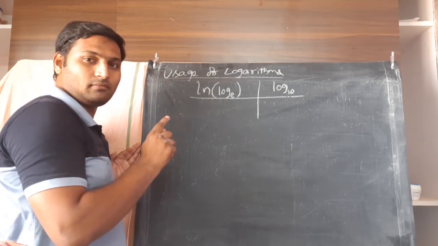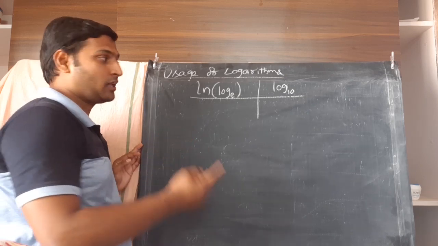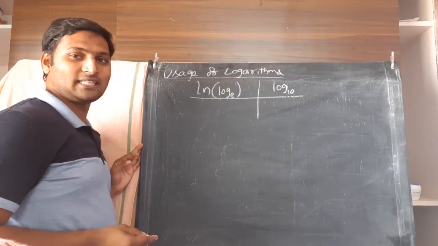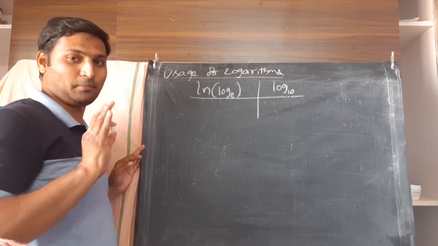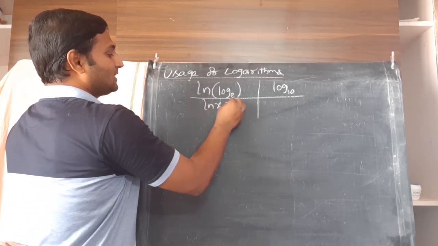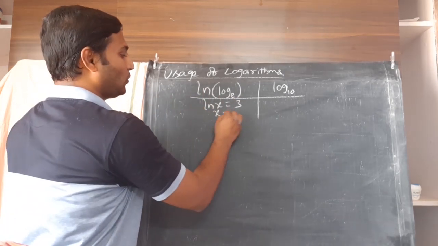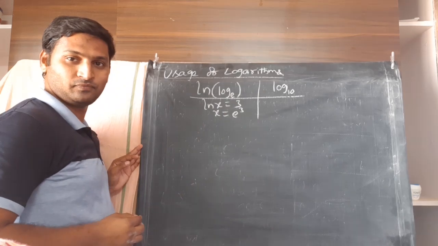Natural logarithm represents the values of e exponents, whereas log to the base 10 represents the values of 10 exponents. That means, for example, say ln x is equal to 3, for example. Then x is equal to e power 3.